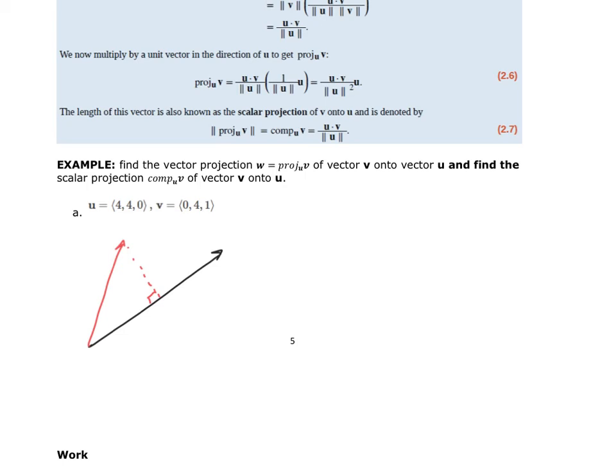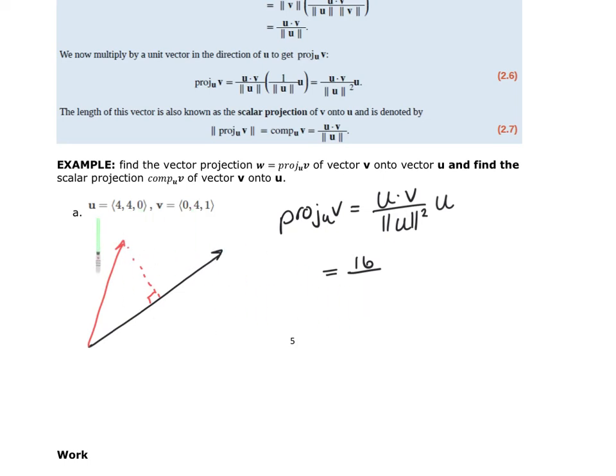So what we need to do is the projection of V onto U, which is equal to the U dot V divided by the magnitude of U squared, and then we multiply that by the vector U. So the dot product of these two is going to give me 16. 4 times 0, 4 times 4 is 16, 0 times 1, which gives me the 16.